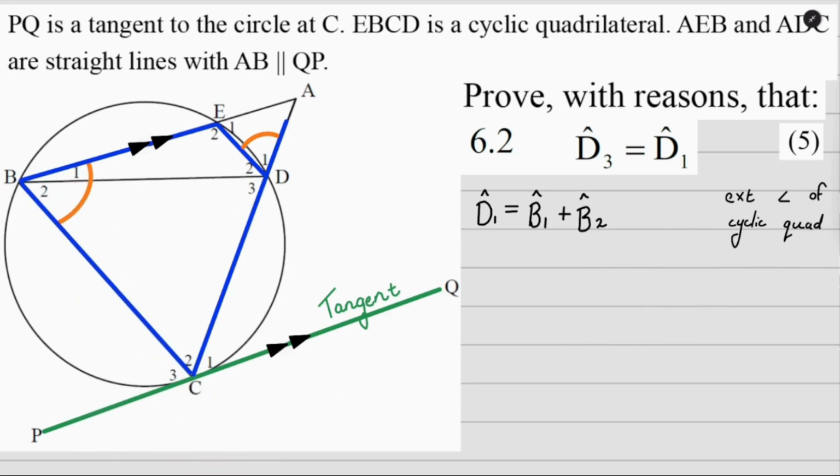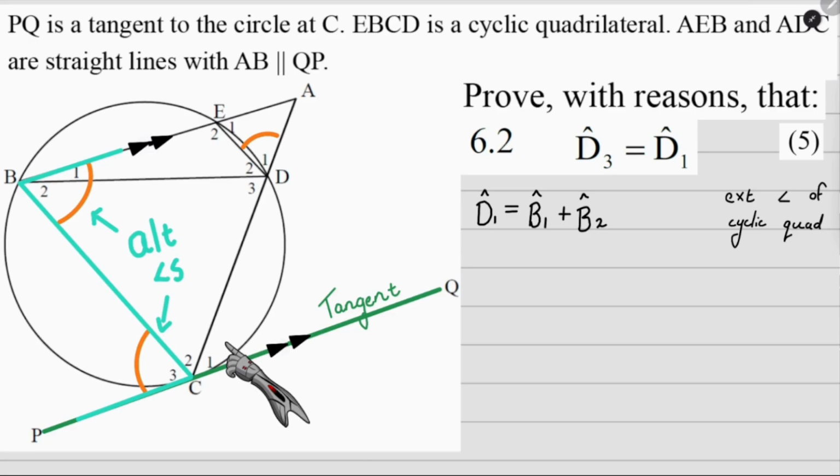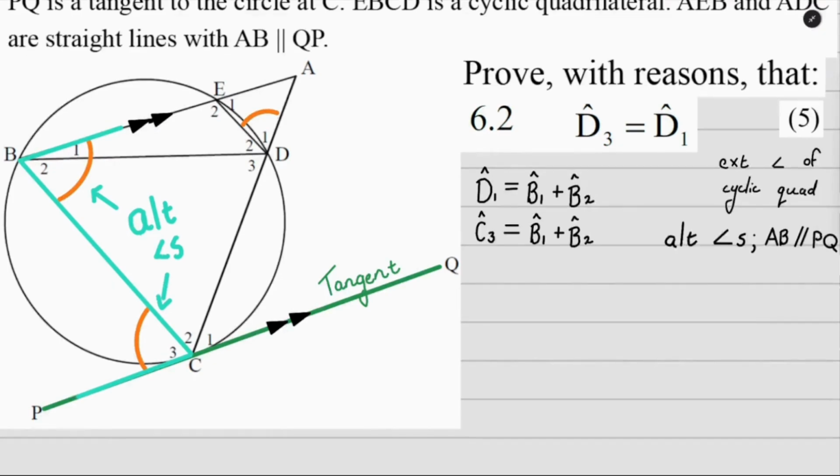Alternating angles. And to show you that a little bit more visually, we can see the Z over there. And the alternating angles will be equal. So we're going to write that up just like this. C3 is equal to B1 plus B2, alt angles, and that's because line AB is parallel to the line PQ.